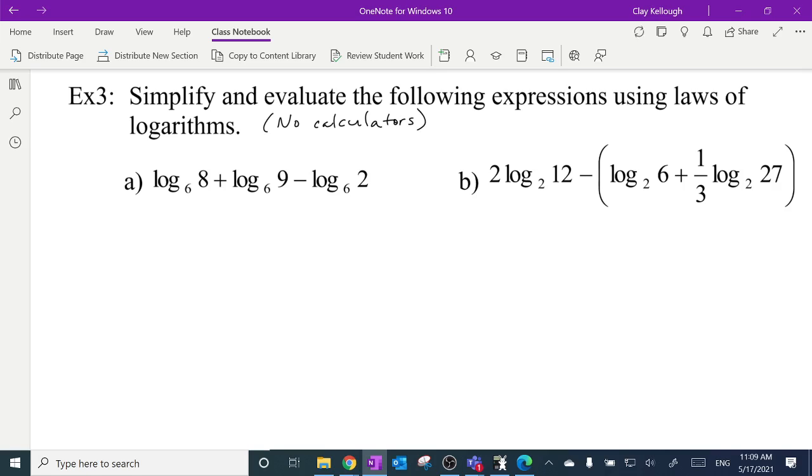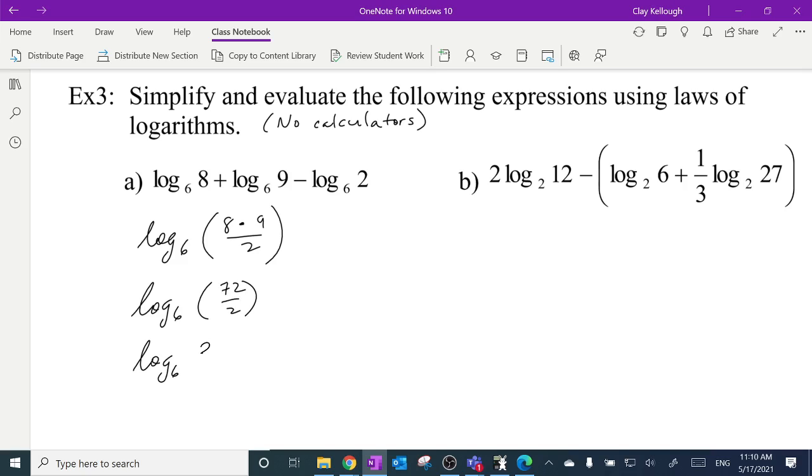No calculators. And you're probably going, I know how many times I multiply 6 together to get 8. It's obviously 1 point something. How am I supposed to know that without a calculator? Well, check it out. This is a plus and this is a minus. So this is like saying log to the base 6 of 8 plus 9 divided by 2. Sorry, that's a typo. Times, thank you, it's product law. It's 8 times 9 divided by 2, which is like saying log to the base 6 of 72 over 2, which is log to the base 6 of 36.